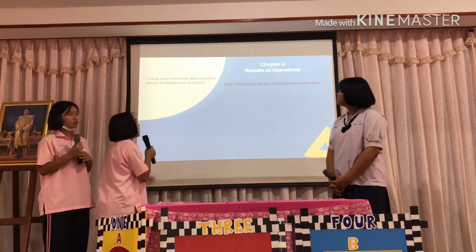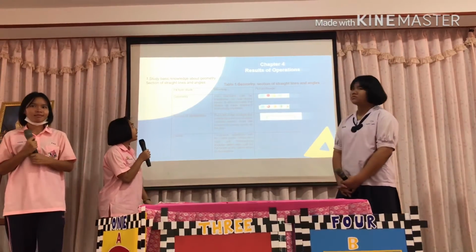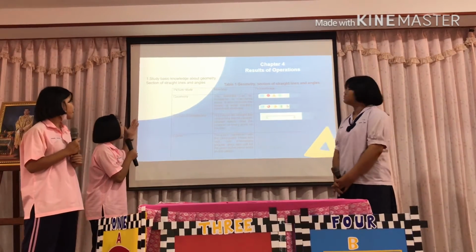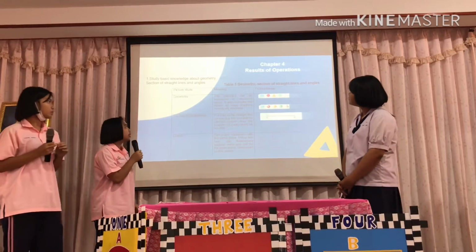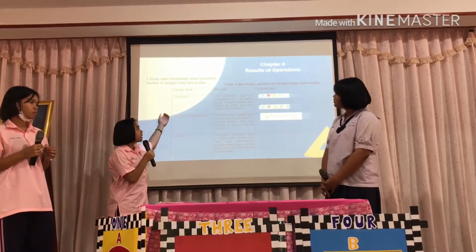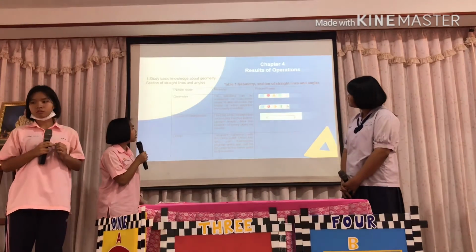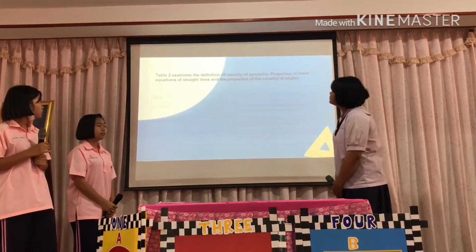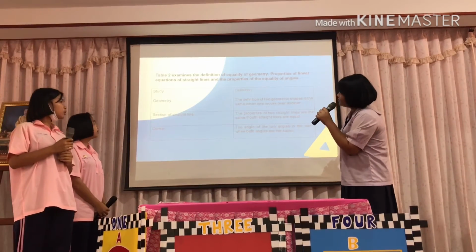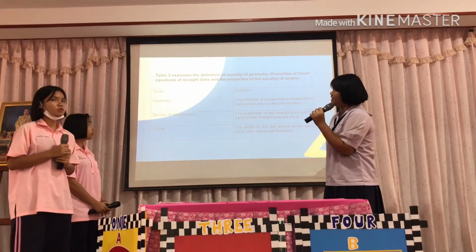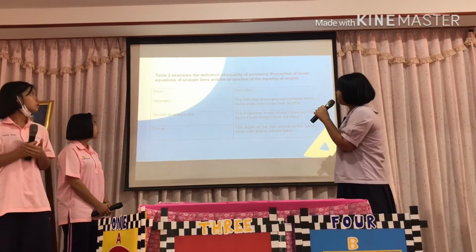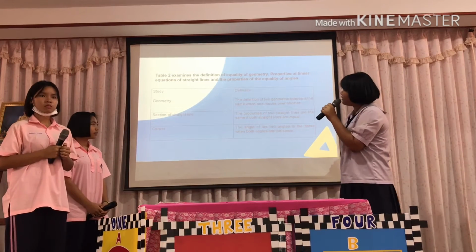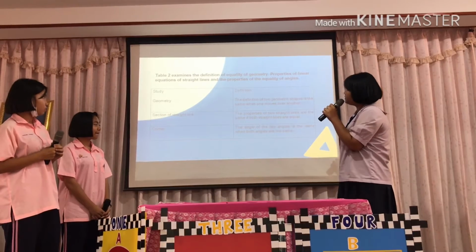Chapter 4. Here are the results of operations. First, study basic knowledge about geometry, sections of straight lines, and angles. Table 1 shows geometry, sections of straight lines and angles, and corners. Table 2. The definition of equality of geometry, the property of linear equations of straight lines, and the property of equality of angles.